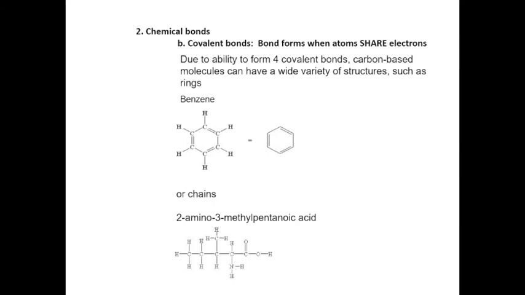So I'm going to write this: 2-amino-3-methylpentanoic acid. CH3, CH2, CH, CH3, CH2. Okay, this is another way to write that.